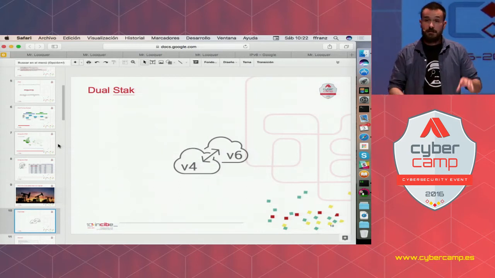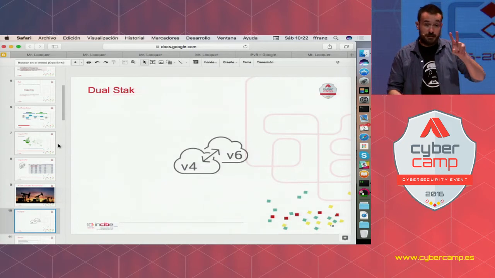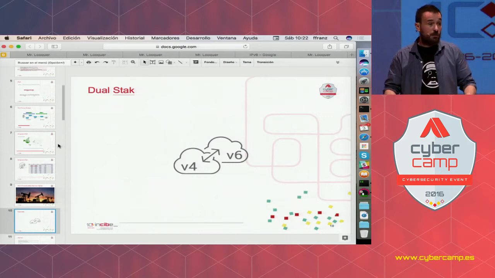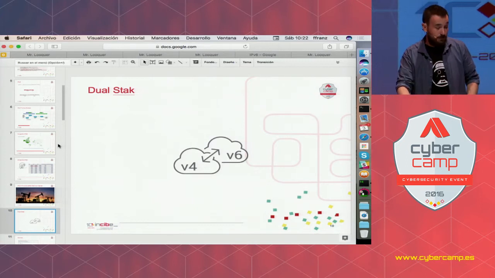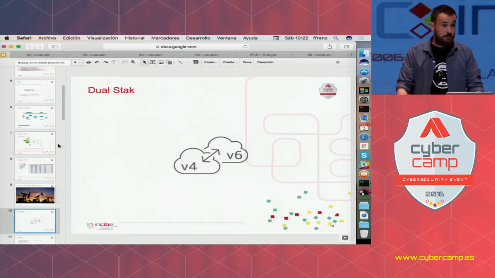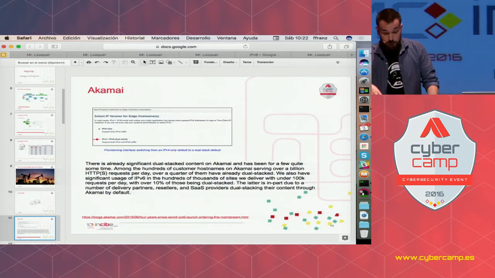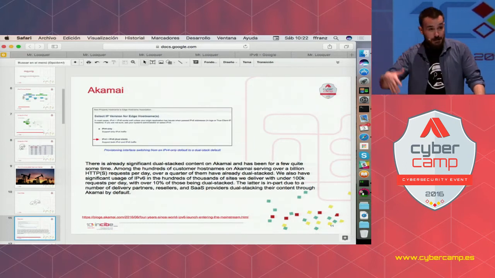Dual stack means that from now on, many systems will have two IPs. You will have to manage two different IPs. If you are not ready for IPv6, everything that you do on IPv4 perhaps is not useful at all, because there will be a way to access your system through IPv6.